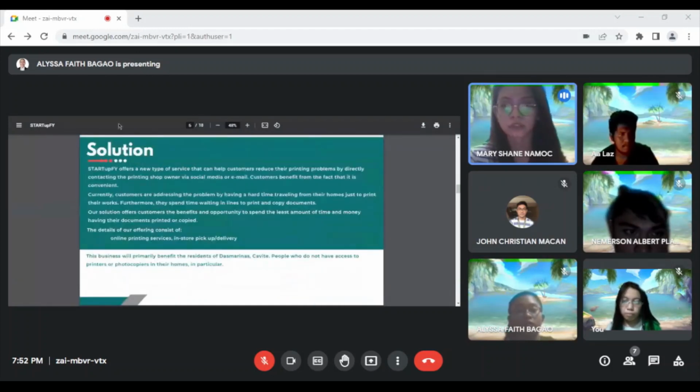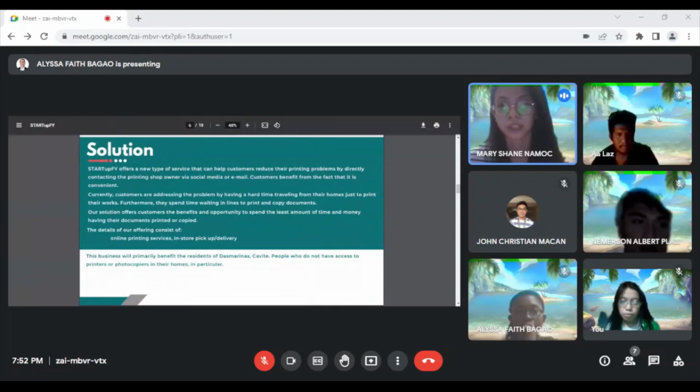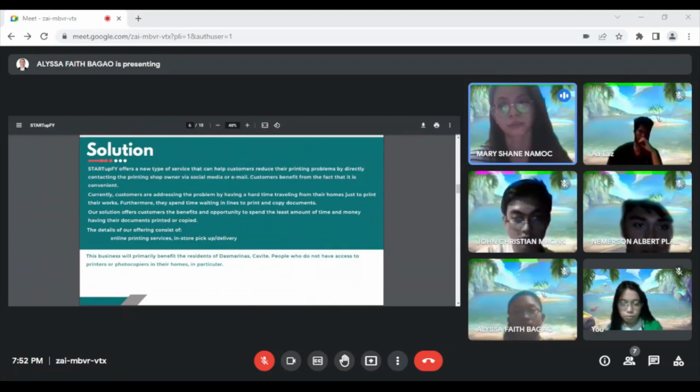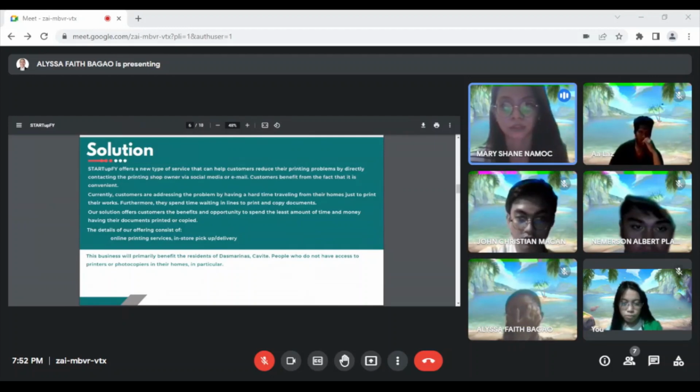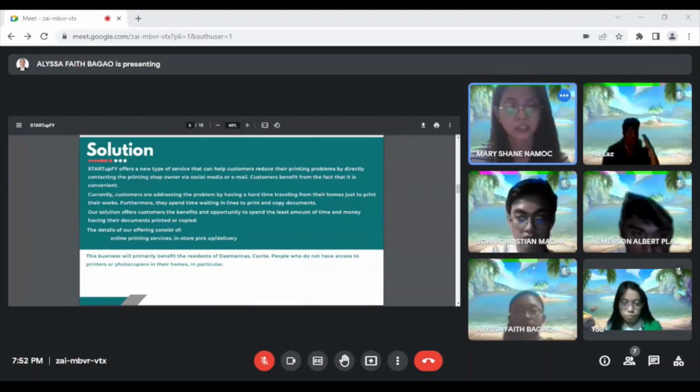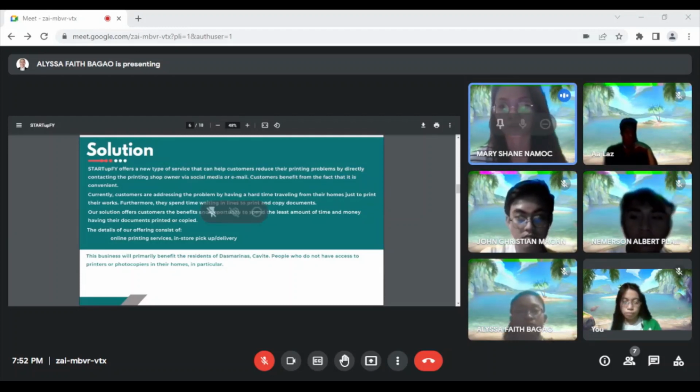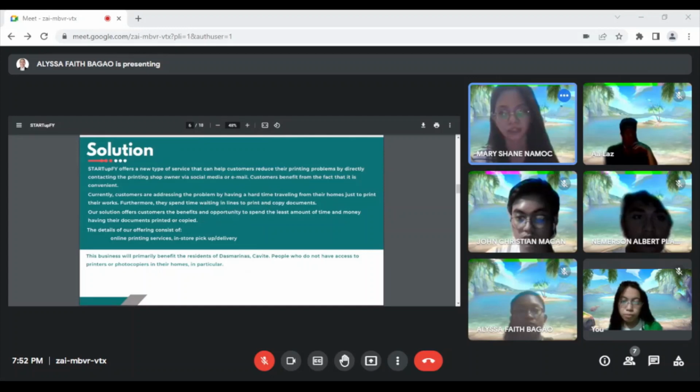For the solution, Startupfy offers a new type of service that can help customers reduce their printing problems by directly contacting the printing shop owner to process the customer's document and send the file via social media or email. Customers benefit from the fact that it is convenient, provides many services under one roof, and provides quick delivery.